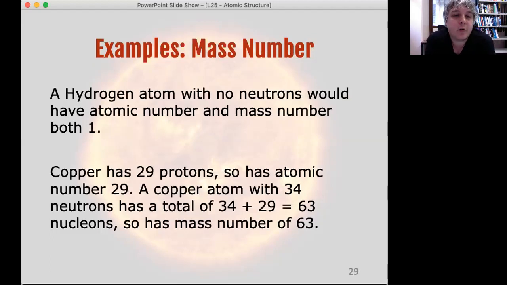A hydrogen atom with no neutrons would have atomic number and mass number both being 1. It's just got a single proton. So the atomic number is 1 because it's got 1 proton, and the total number of protons and neutrons is still only 1, so it has a mass number of 1. Copper, as we saw, has 29 protons, so it has an atomic number of 29. But a copper atom with 34 neutrons has a total of 34 plus 29, which is 63 nucleons. So it has an atomic number of 29, but a mass number of 63. So the mass number is the number of protons and neutrons all together because they all have pretty much the same mass.